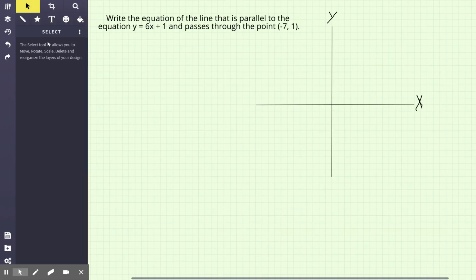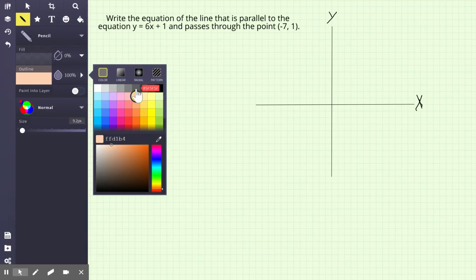All right, so in this new topic, we're being asked to write the equation of a line that is parallel to the equation y equals 6x plus 1, but this equation that we're writing has to pass through the point -7, 1. So to get started, I'm just going to graph this equation so I can see what it looks like. So I'm going to plot some points, all right?